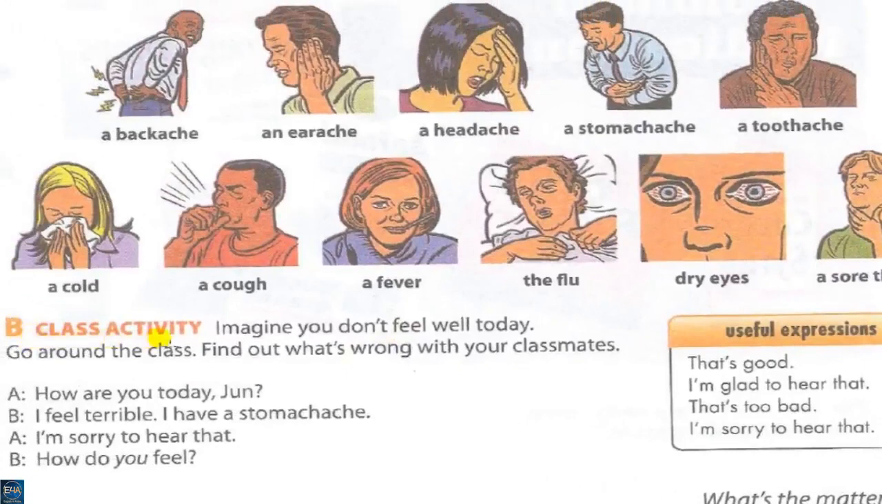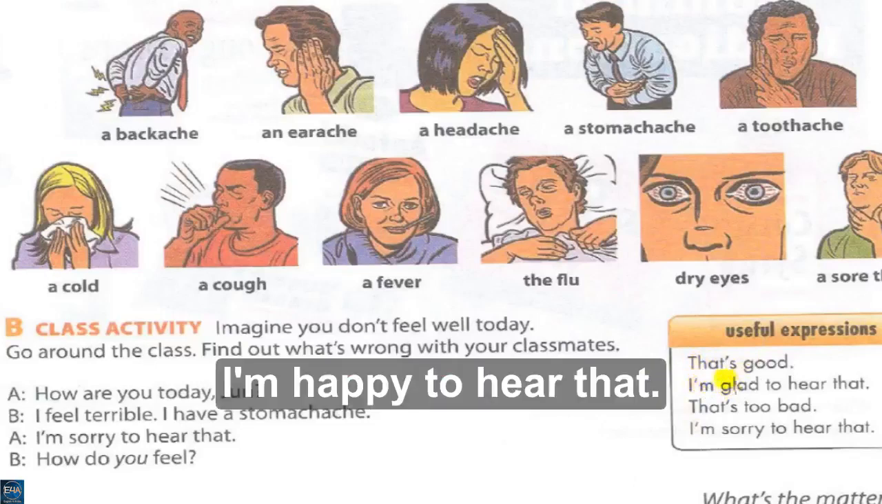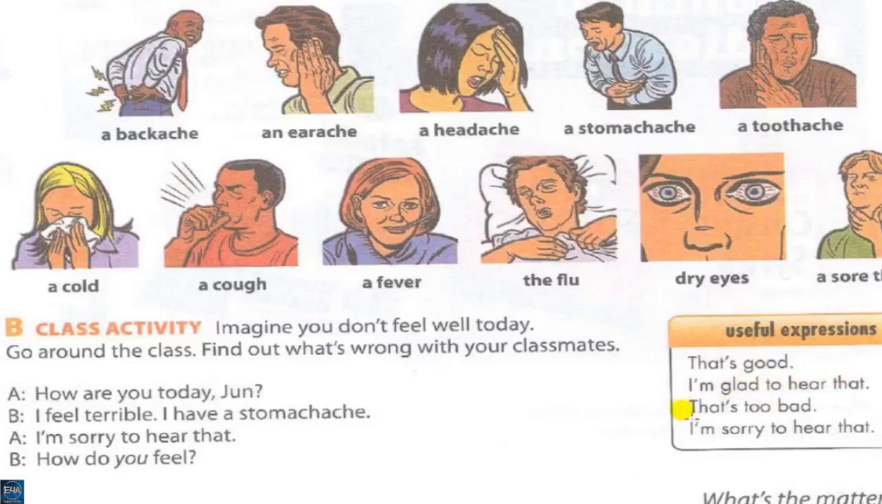B. Class activity. Imagine you don't feel well today. Imagine that you are not well. You're sick. You're ill. Go around the class, find out what's wrong with your classmates. What is the problem with your classmates? You can use these useful expressions. You can use these sentences. That's good. I'm glad to hear that. I'm glad. I am happy. I'm happy. I'm glad to hear that. That's too bad. I'm sorry to hear that.